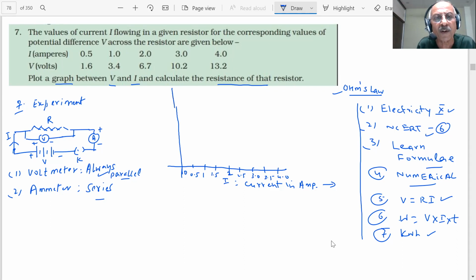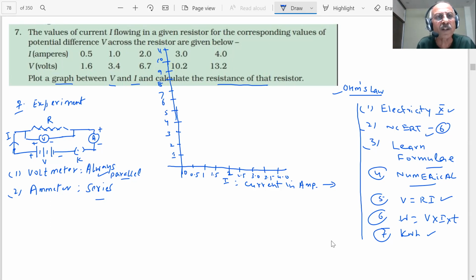So what will I do? I have to go up to 13. So I'm going 1, 2, 3, 4, 5, 6, 7, 8, 9, 10, 11, like this. I could have started from the lower side. I would get better results because I would have used a graph paper. I would have shown you everything more correctly.